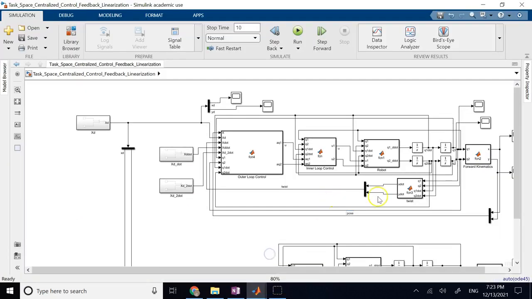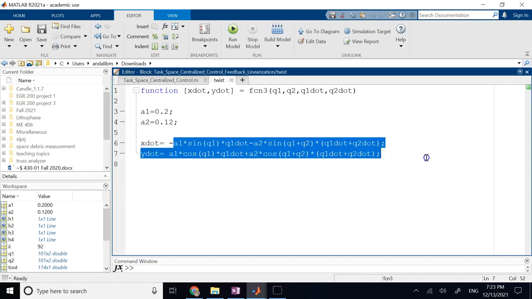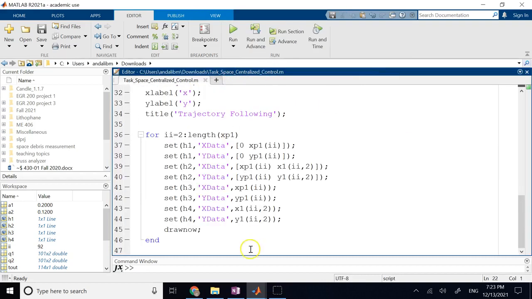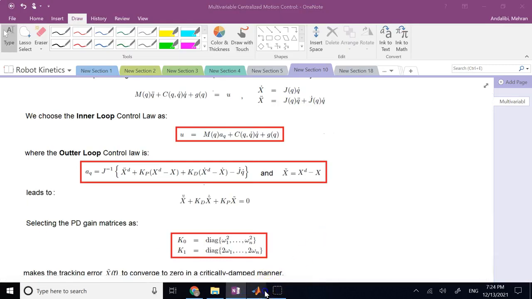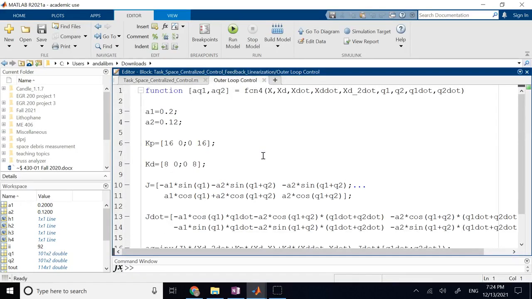So I have the pose. I also have the twist. Twist, as you know, is what? It is J times Q dot, and that's exactly what you see here, right? This is the result of J times Q dot multiplied together. That gives you X dot and Y dot of the end effector in this case. The forward kinematics is the same. The inner loop is again similar. The outer loop this time is different.